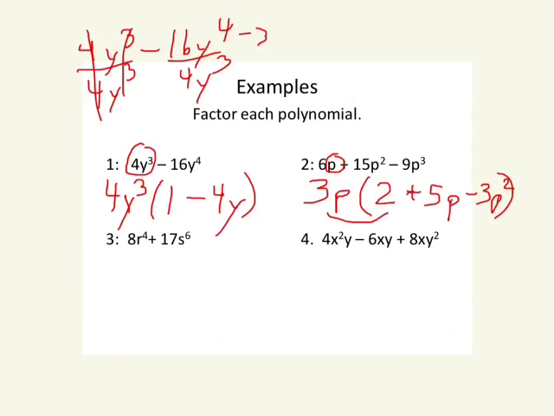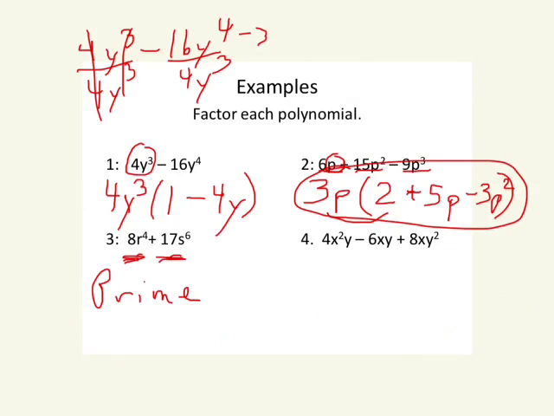And again, if we were to divide each of these terms by that GCF on the outside, we'd end up with that same answer. If we look at number 3, 8 and 17 don't have a common factor, and the variables are different. So these don't have a common factor in either term. So we call this a prime polynomial.